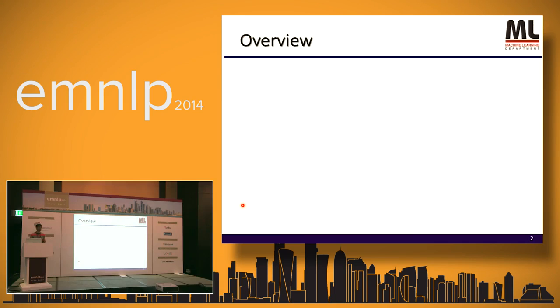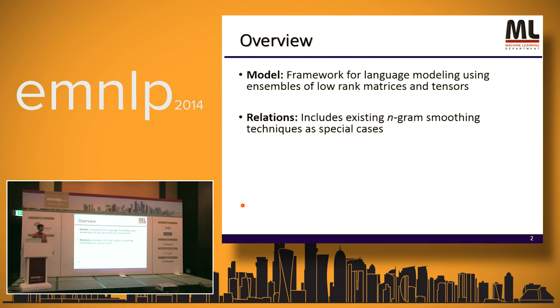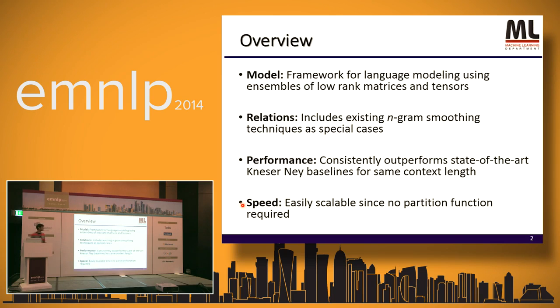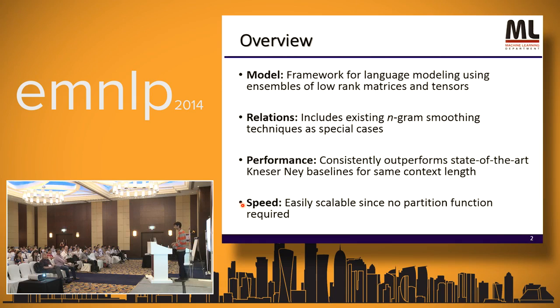So just as a quick overview, this paper is about a novel technique for language modeling using ensembles of low-rank matrices and tensors that essentially can be thought of as generalizing existing n-gram techniques to non-integer n. And empirically, we consistently outperform state-of-the-art Kneser-Ney baselines for the same context length. And we can do this computationally in a way that doesn't sacrifice the advantage of n-gram models. In particular, you don't need partition functions or normalizers, so you have fast evaluation at test time.